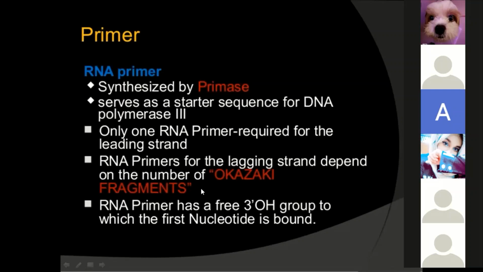So how many Okazaki fragments are there? So many primers are required for the lagging strand. As I told you, there are so many Okazaki fragments in the lagging strand. The RNA primer has a free 3' OH group to which the first nucleotide is bound.